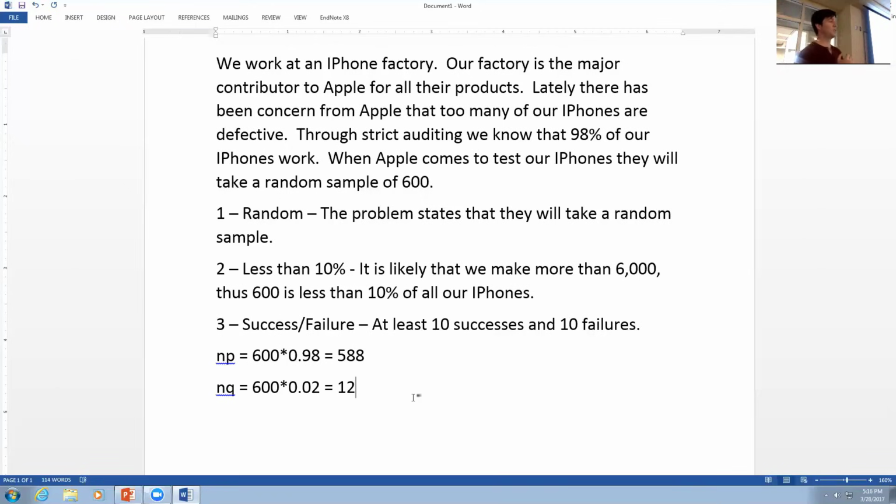We knew this was success-failure because when you collect data on an iPhone, you take the iPhone and you figure out if the iPhone is defective. So you do that right there. When you collect data on if it's defective, it's a yes-no type of response. It's was it defective or not defective? So that would be categorical in nature.